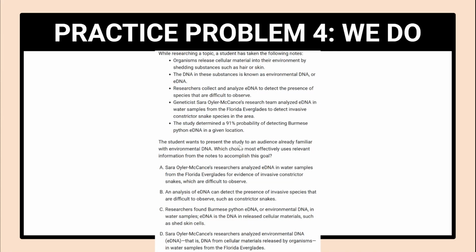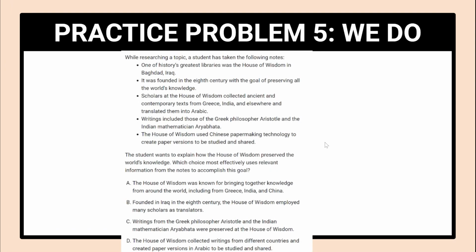So, we want to present the study to an audience already familiar with it. So, D is also out of the question, and B is also out of the question. A is the one that talks about this the best because they're presenting the study to the audience, and B doesn't really present the study at all. It only talks about analysis, and while it does assume that the audience is familiar with it, it doesn't present the study. Now, this one over here. Pause and try to figure this one out.